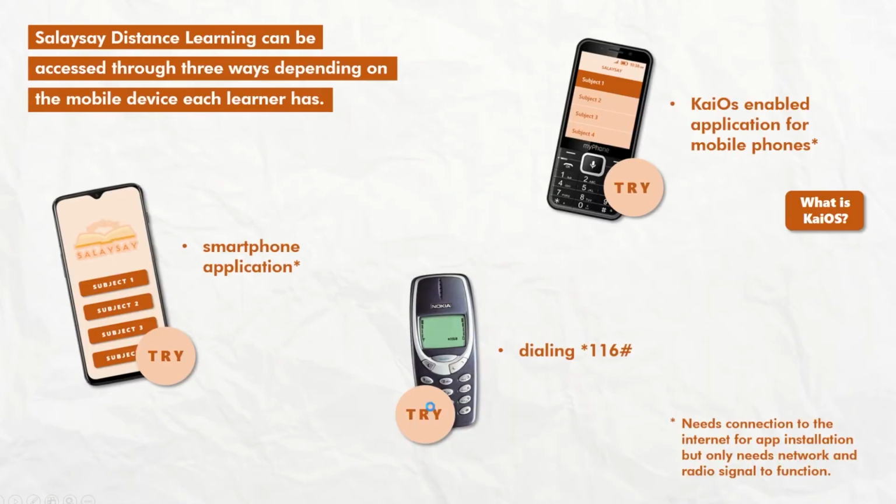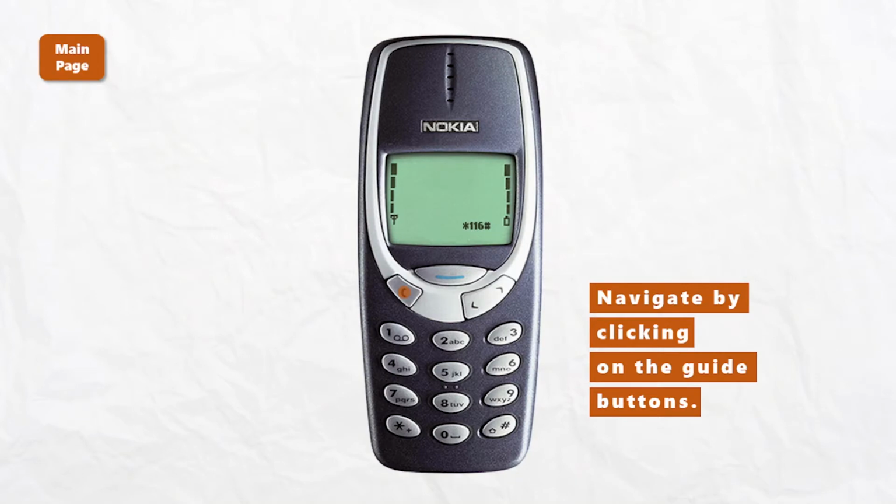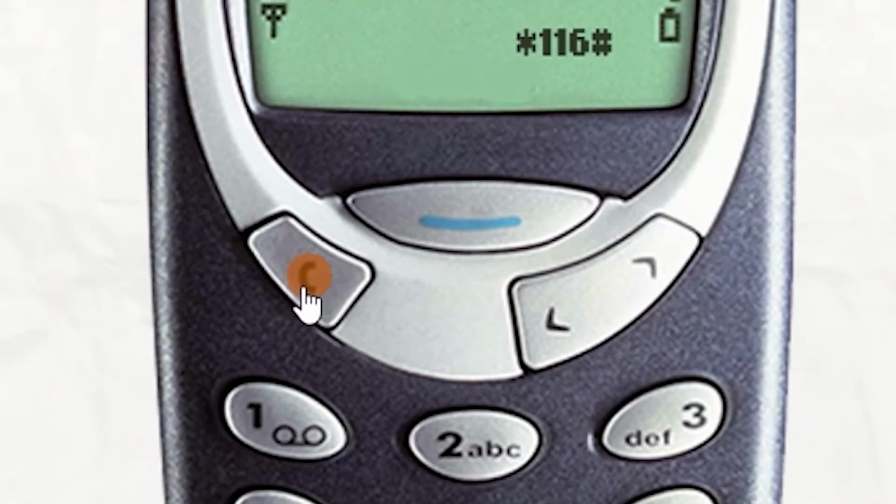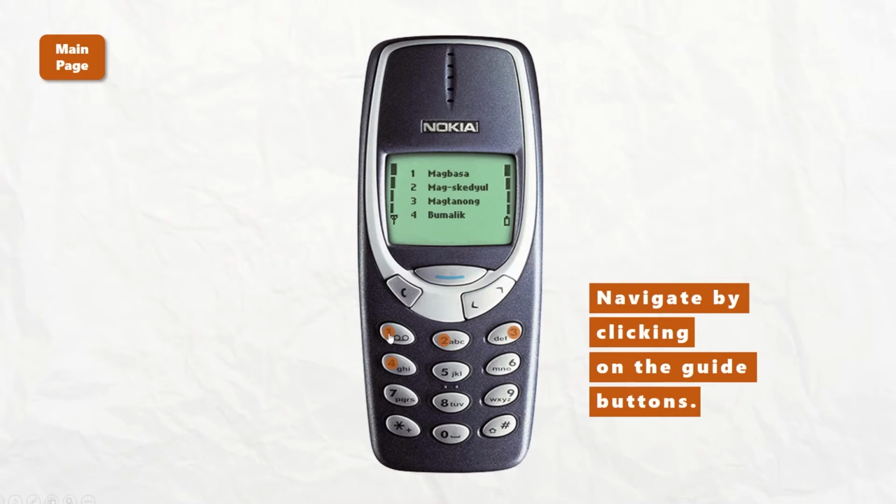The second service is for the basic phone. Dialing these numbers takes you to the student page, where the student can reach the modules by entering the digits with specific functions. Example, 1. Magbasa. 2. Mag-schedule. 3. Magtanong. 4. Bumalik. Done exploring? Click this button to go back.